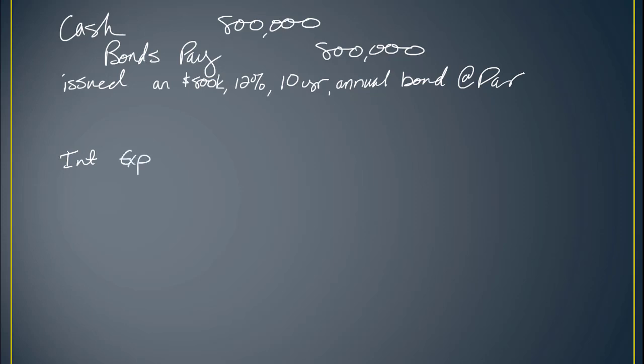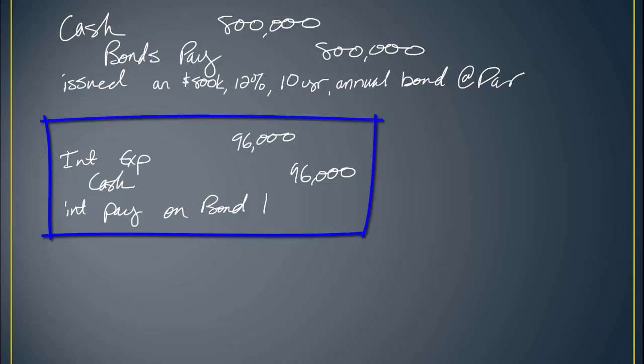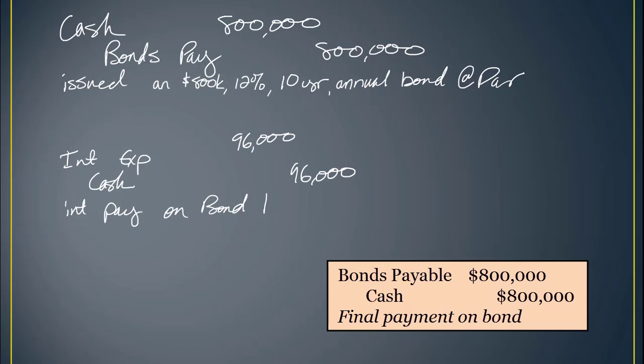because I have nothing to amortize. So my interest expense will be the $96,000, and my cash going out will be $96,000, and this will be interest payment on bond 1. Those are my journal entries, and I'd make that same $96,000 interest payment all through the life of the bond. When I get to the end, I'd credit cash for $800,000, I'd debit bonds payable, and I would be done with this bond.